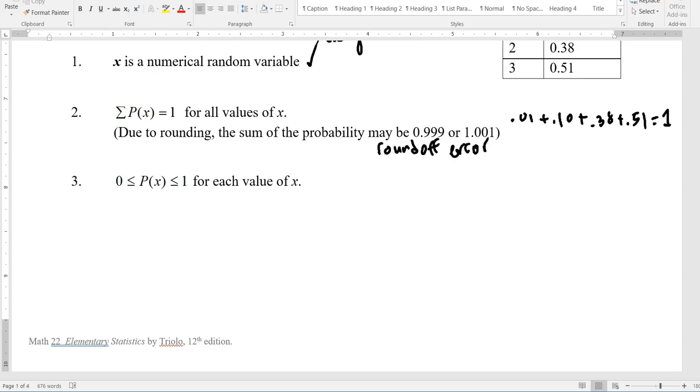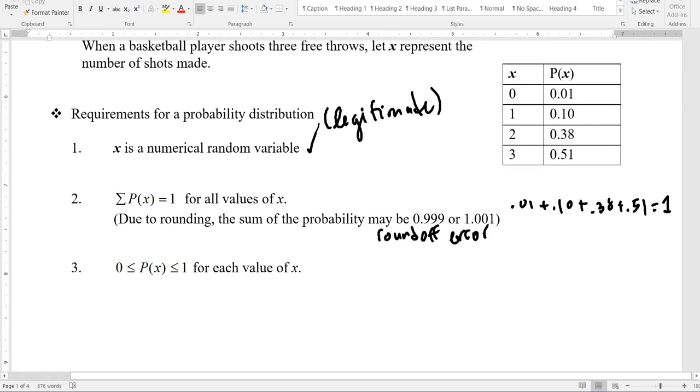And each probability must range between 0 and 1. So none of these probabilities are negative, right? And this showed up a little bit in the last quiz as well. I had some people mess up on formulas and give me a probability of 1.4. That's utter nonsense, right? You can't have 140% probability. That's all this is saying. So if you can check all 3 of these off, then it is a legitimate probability distribution.